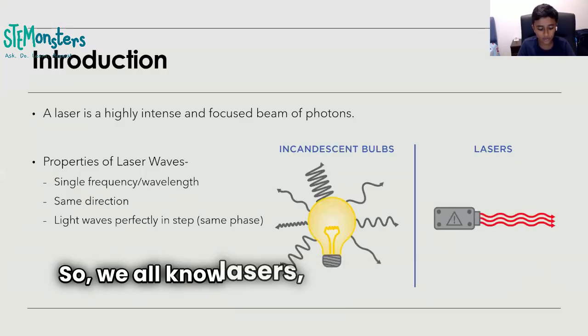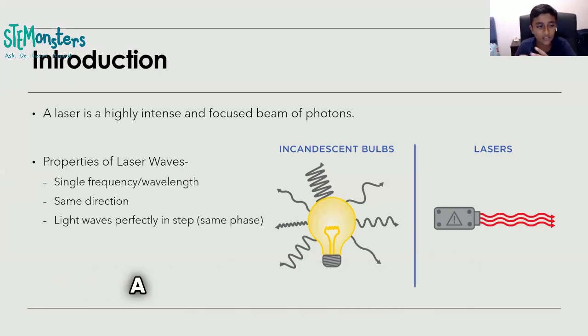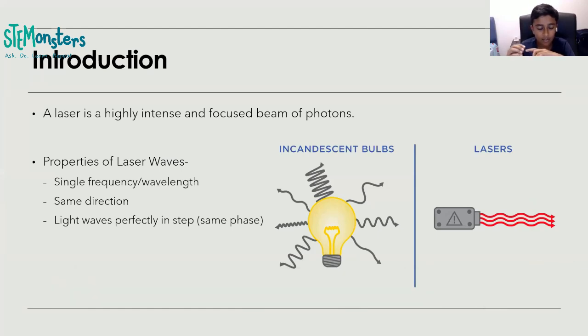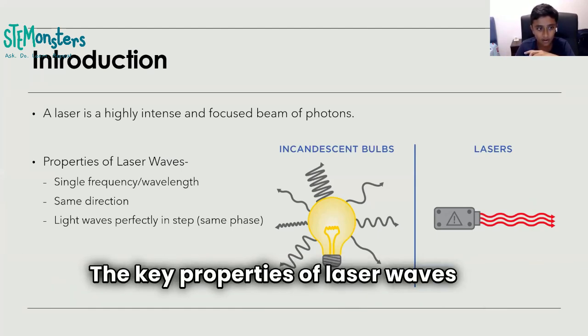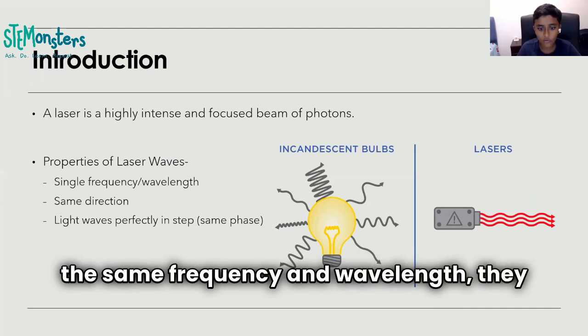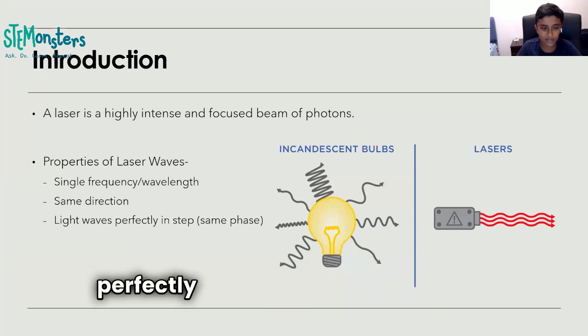So, we all know lasers, we've all heard of them, but let's go into more detail. A laser is a highly intense and focused beam of photons, packets of light. The key properties of laser waves are they're all the same frequency and wavelength, they all travel in the same direction, and all the light waves are perfectly in step or the same phase.